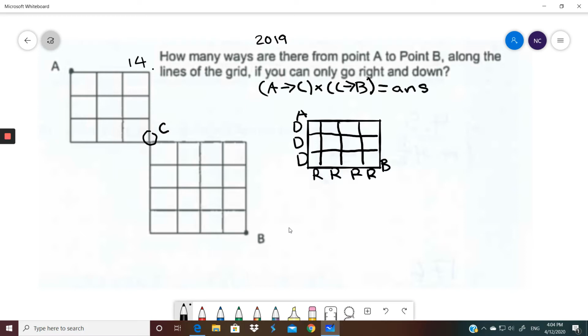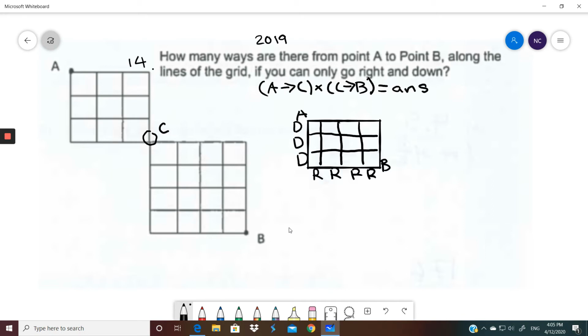So it basically becomes a permutation with you trying to arrange it. So like it's D, D, D, R, R, R, R, or D, R, D, R, R, R, D, or something like that. We want to see how many ways there are to do that. So this essentially just becomes a permutation.